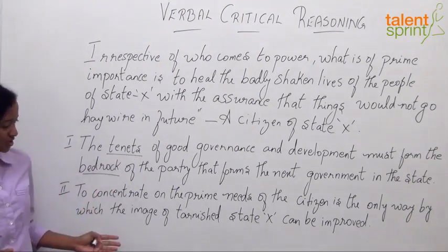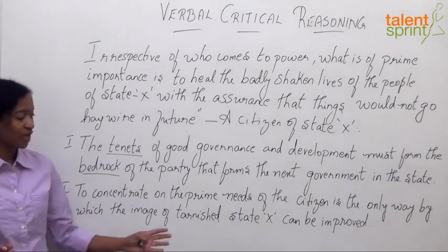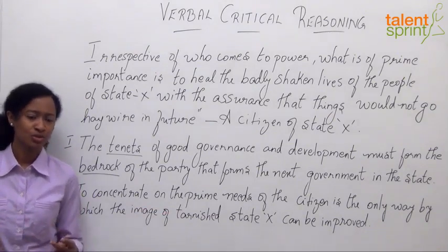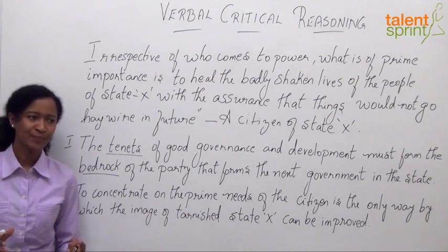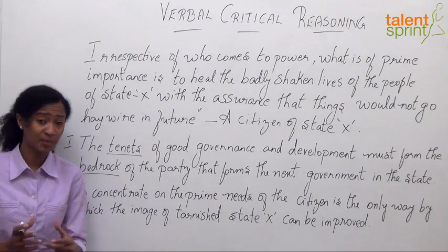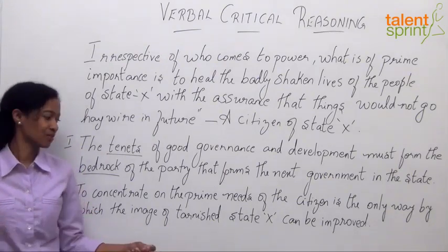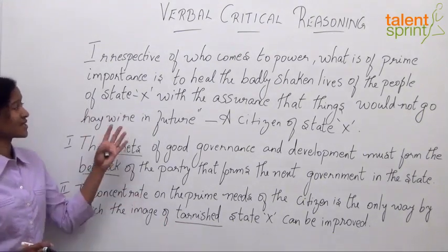Assumption 2. To concentrate on the prime needs of the citizen is the only way by which the image of tarnished State X can be improved. Again, in assumption 2, any words hampering meaning? Tarnished. Tarnished means to fall less off. You know, the state has fallen short of certain expectations that the people had, right? So it's got a bad reputation right now. So that's what tarnished means. Alright, so let's look at our statement.